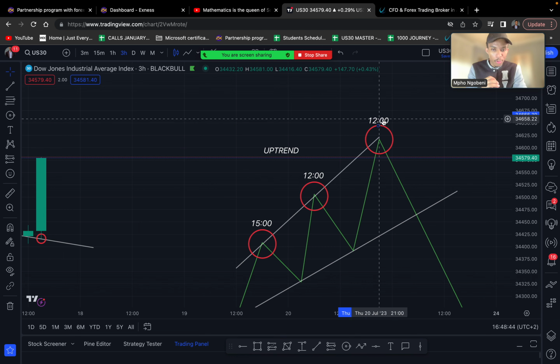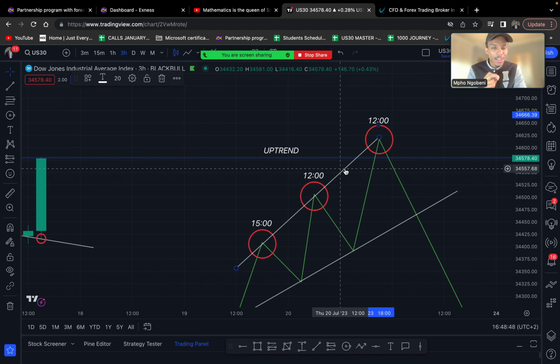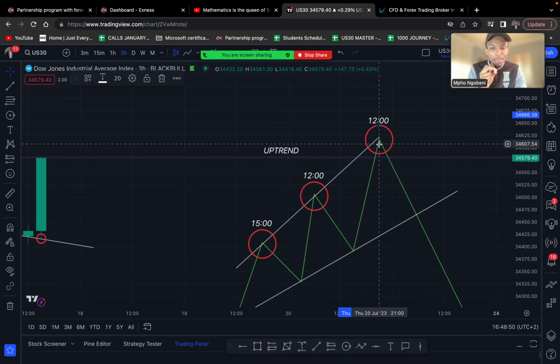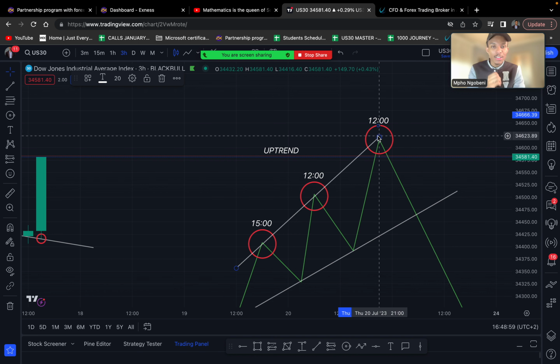You can now, if 12 comes there, because there's already a 12 o'clock that rejected at this trend. So if 12 o'clock also comes back at the same trend, there's a very high chance it's going to reject. Why? Because 12 o'clock already rejected there.